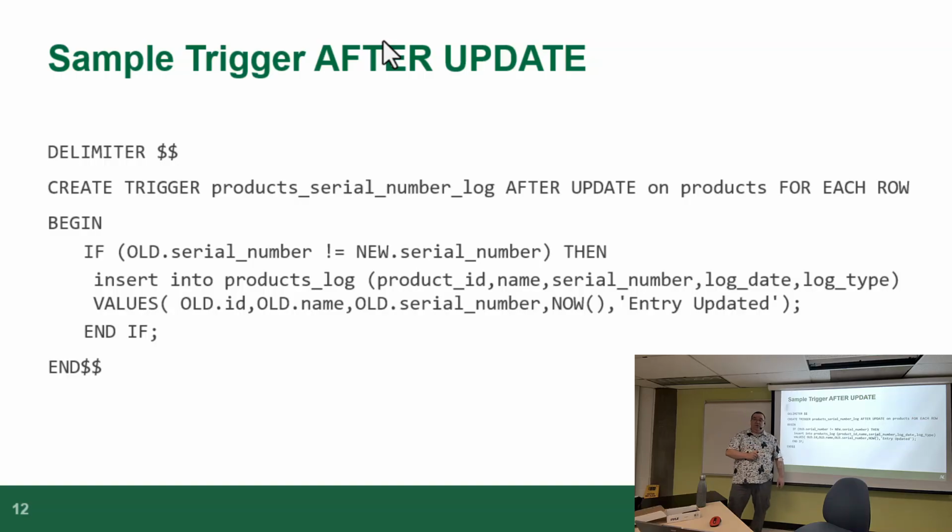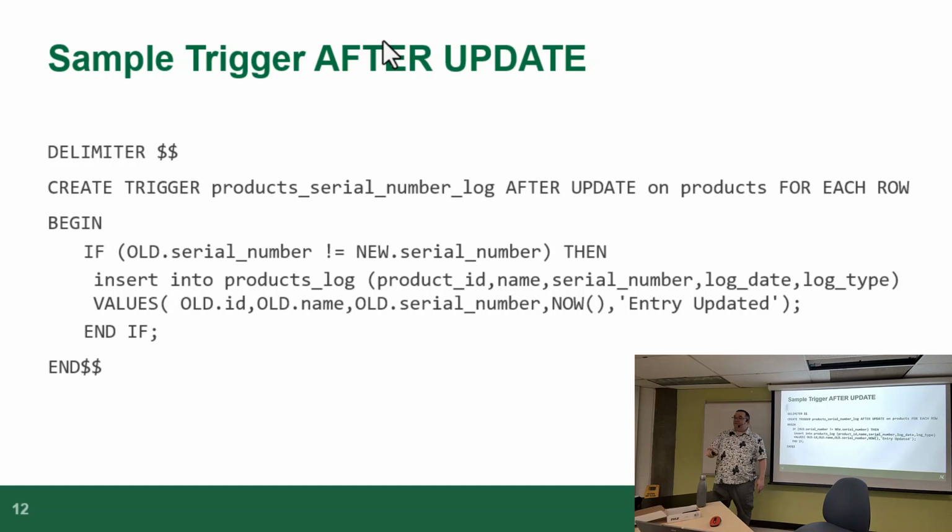For each row: triggers have two modes, global and per row. So let's just say we're doing an update products, set serial number equal to null, where product ID is less than 100. So in theory, there could be 100 rows. For each row means it'll fire this trigger for each row being modified, so it'll fire 100 times. That's the overhead I was talking about, right? If you're doing 1,000 rows, it'll do it 1,000 times. 1,000,000 rows, 1,000,000 times.